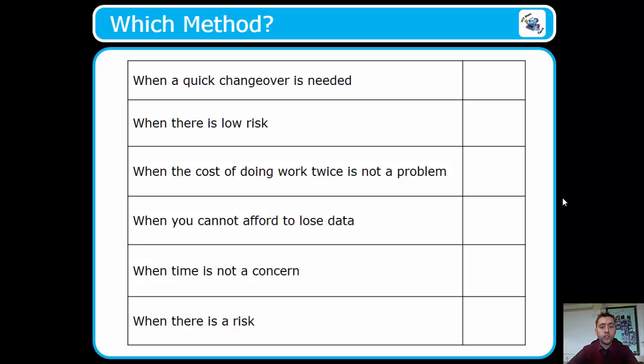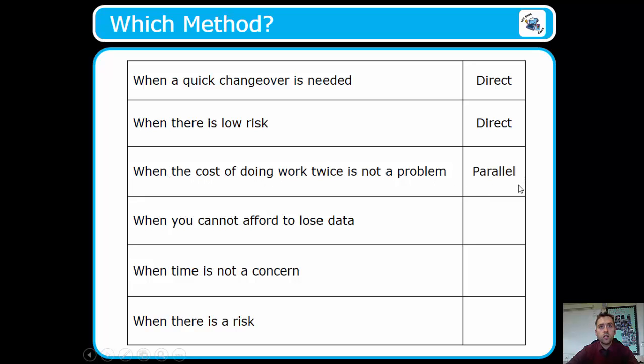Different scenarios will call for different methods. So when a quick changeover is needed, you're obviously going to use a direct method, and where there is a low risk, direct might be used as well. So if it doesn't matter if you lose a day or two's worth of data because you're a small company and it's not the end of the world, then you might want to just quick change over and use a direct method.